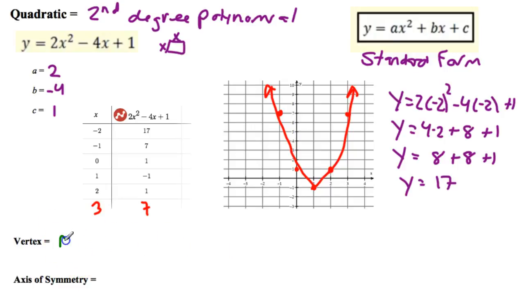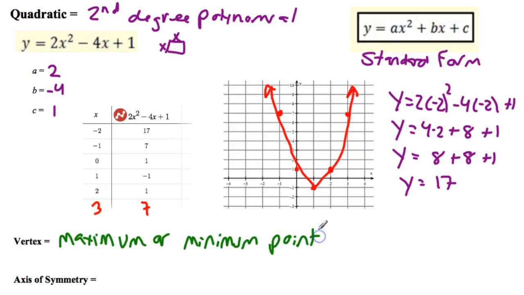The vertex, that is the maximum or minimum point. So that means what's the highest or the lowest point? On this graph right here, well, you have a lowest point. So this is the minimum right there. So the vertex is 1, -1.